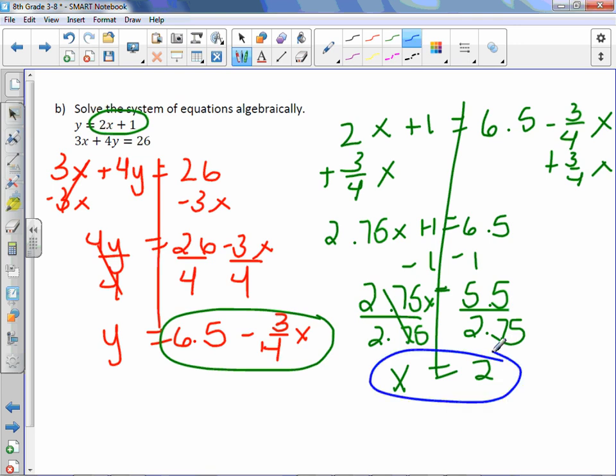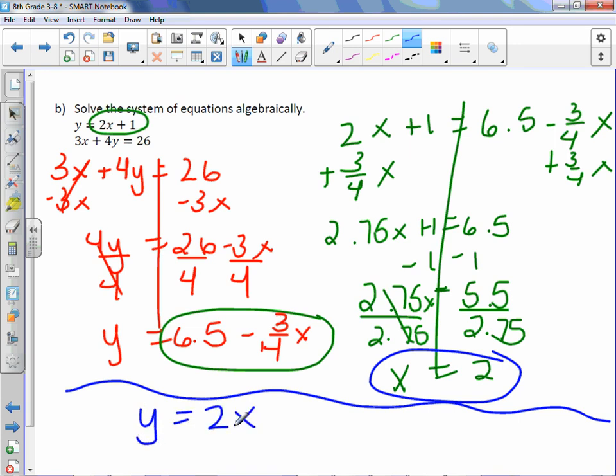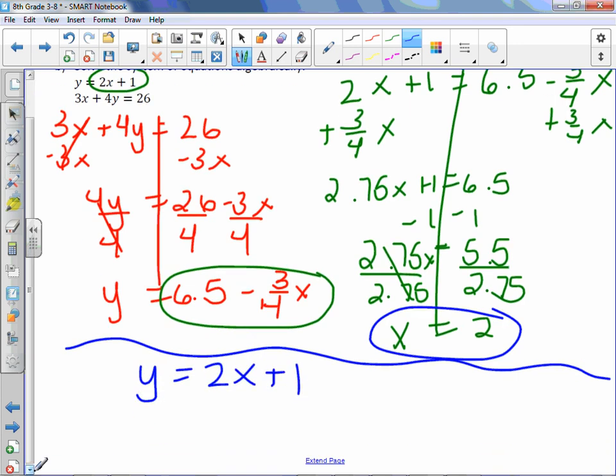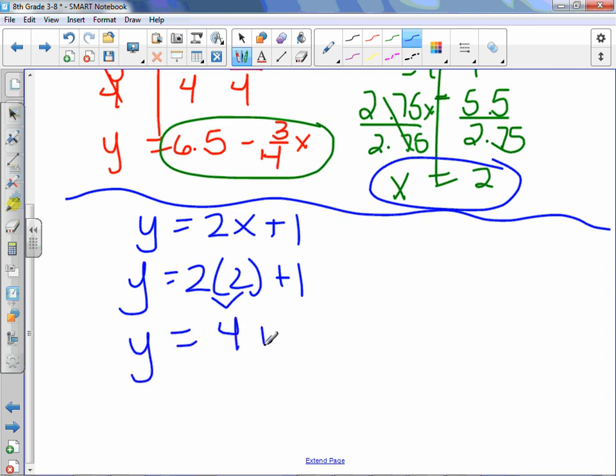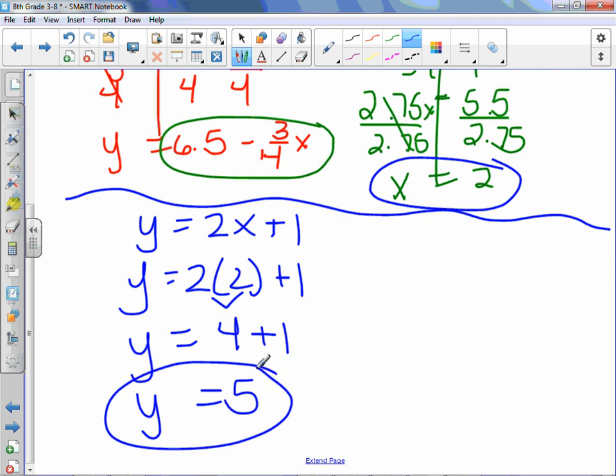Now we take our x value and plug it into an equation. I'll choose the first one. y equals 2x plus 1. We're going to plug 2 in for x, so y equals 2 times 2 plus 1. y equals 4 plus 1, or y equals 5. We have x, we have y. Our ordered pair is 2, 5.